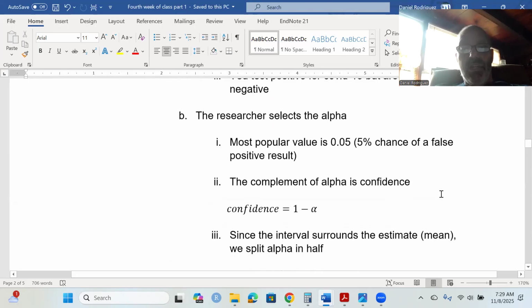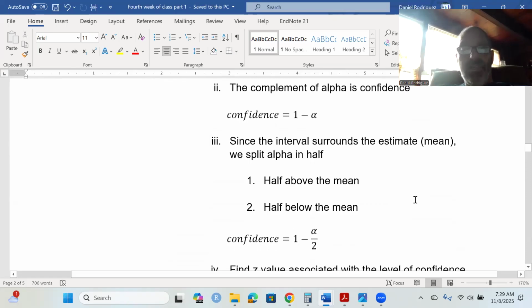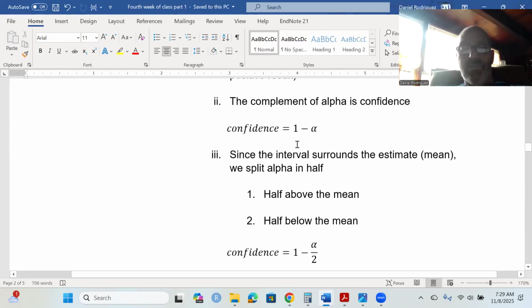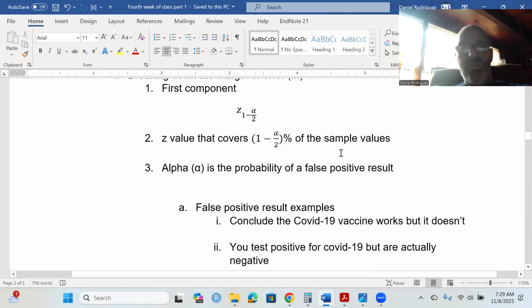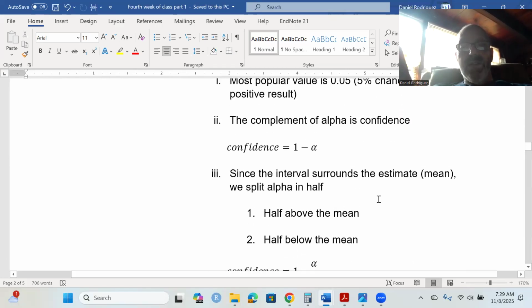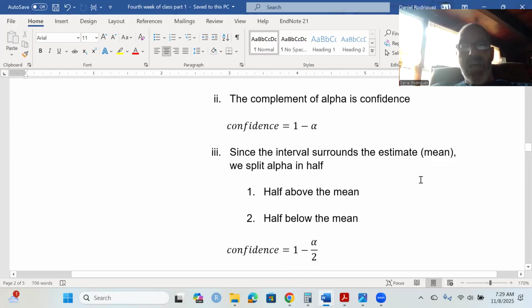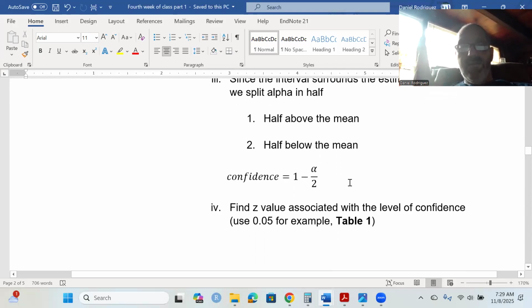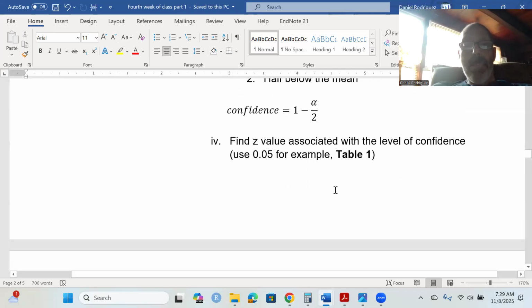So you select your alpha, and again, it's going to be the complement of our confidence. So 1 minus alpha would be our confidence, but you saw in the equation it's z of 1 minus alpha divided by 2. The reason I have to divide it by 2 is because the limits of our confidence interval surround our point estimate. So we have to divide it in half. One half of the interval is going to be below the mean. The other half is going to be above the mean.